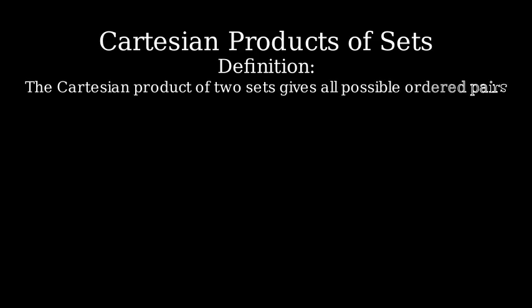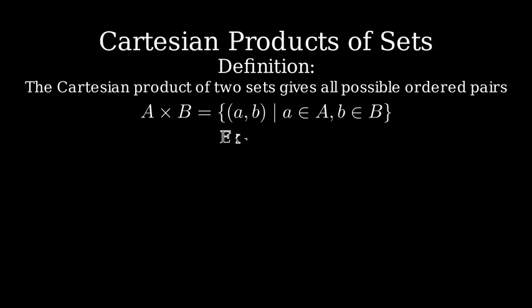The Cartesian product of two sets A and B, written as A cross B, is the set of all ordered pairs where the first element comes from set A and the second element comes from set B. Formally, A cross B equals the set of ordered pairs (a, b) such that a is an element of A and b is an element of B. Let's look at a simple example to understand this better.